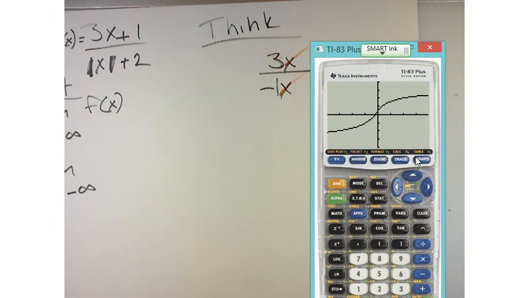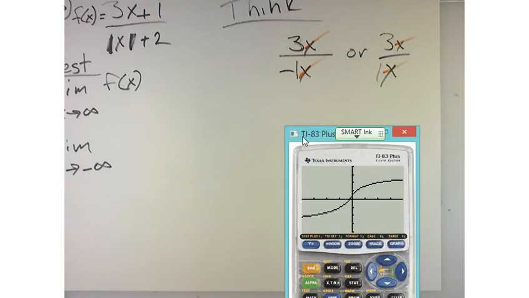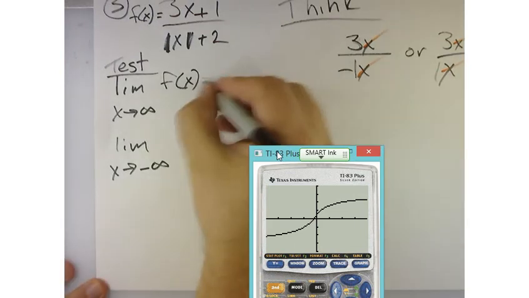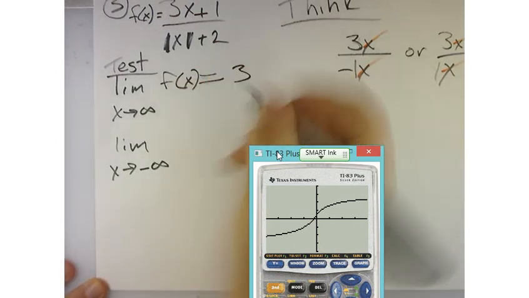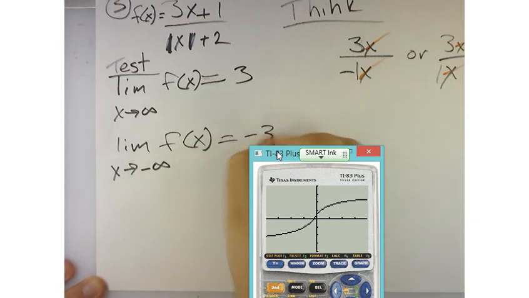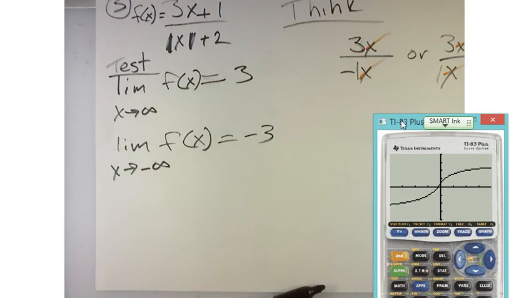Okay, so what I want to do then is I'm going to come in here, and so then the limit of f of x as x approaches infinity is positive 3, and the limit of f of x as x approaches negative infinity is negative 3. Does that make sense to you guys? Okay, good.